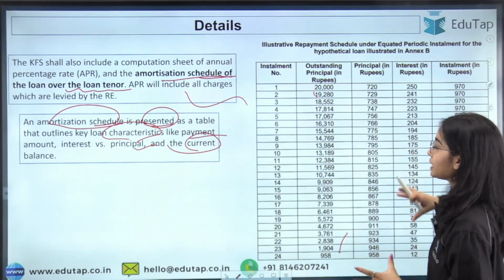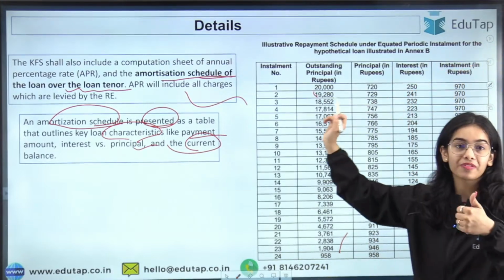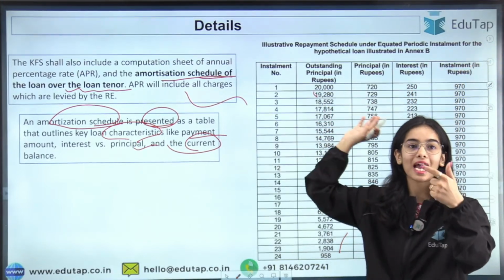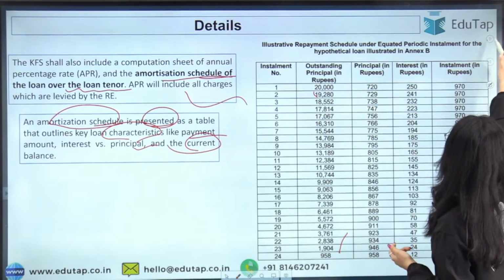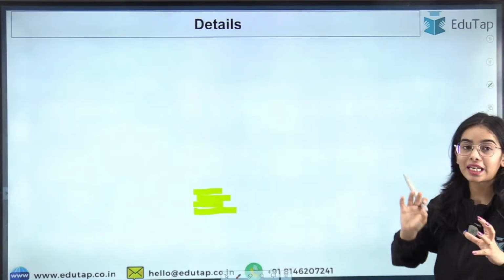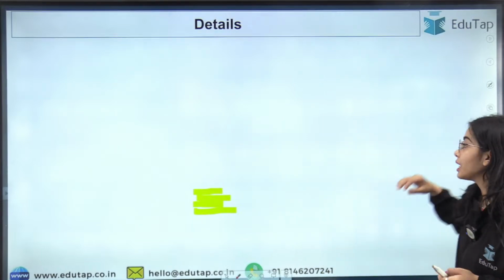Okay, so that is the complete idea: the APR sheet has to be provided, as well as the amortization schedule, showing by how much and by what time the loan will be returned.